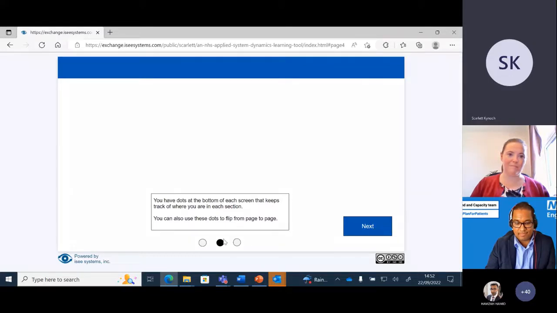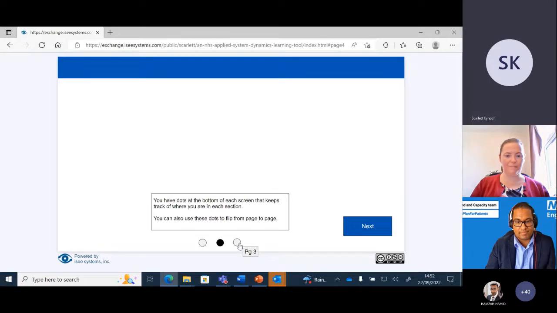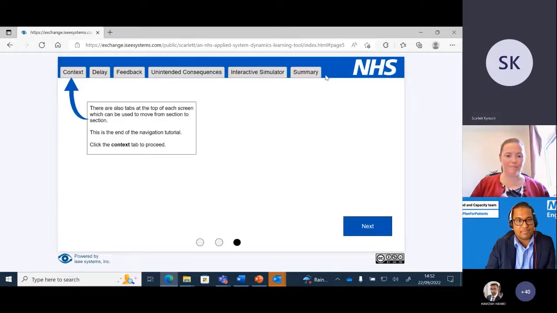For each section, you'll also have these points that show you, for example, when it is a black circle, that demonstrates what page you're actually on. So you can also use these to navigate around. For example, I could go to page 1 and go back. So if we then go on to the next page, there's also tabs.